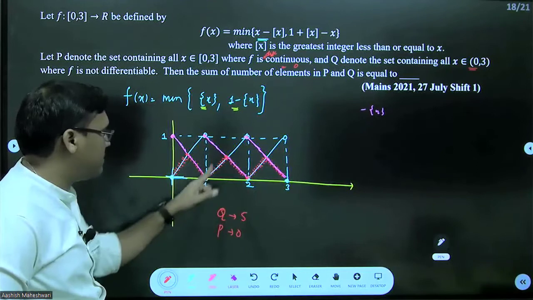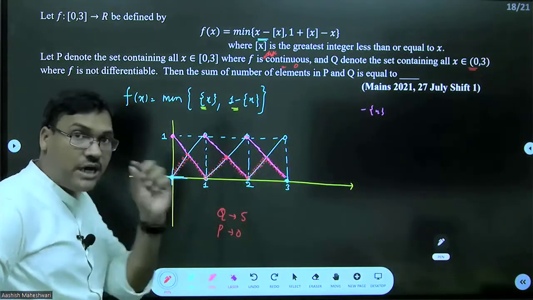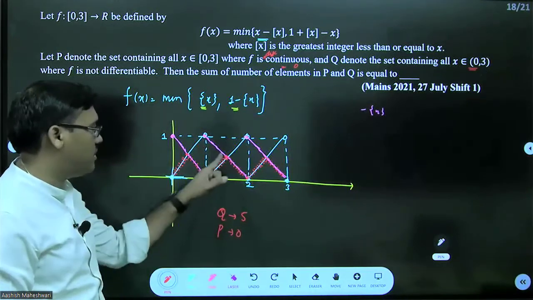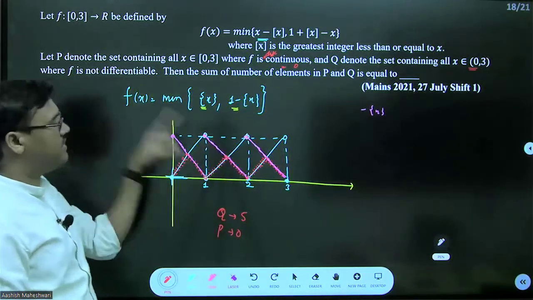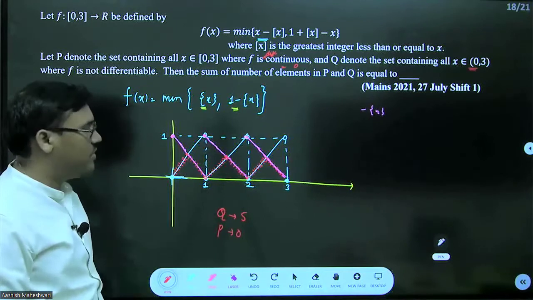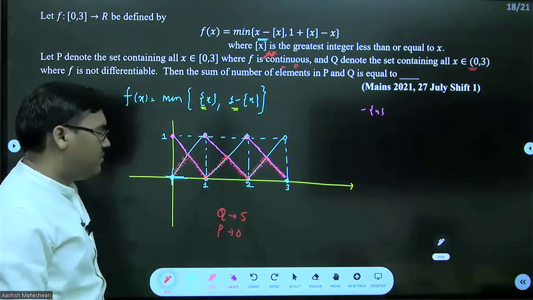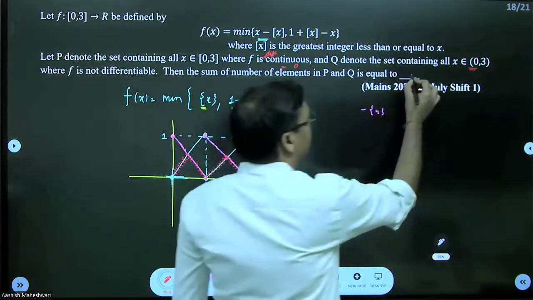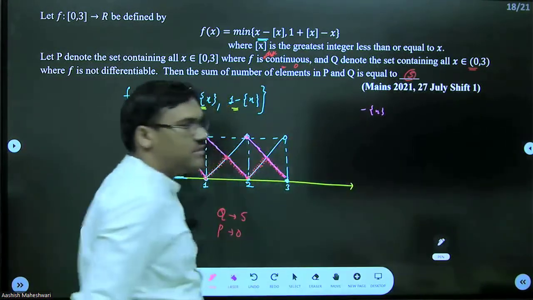For differentiability you can check, this is the corner point, that's a sharp corner. So these are the sharp corners. How many points? 1, 2, 3, 4, 5. We are not interested in the end points. So what is the answer? The sum of the number of elements in P and Q is the answer for this question.